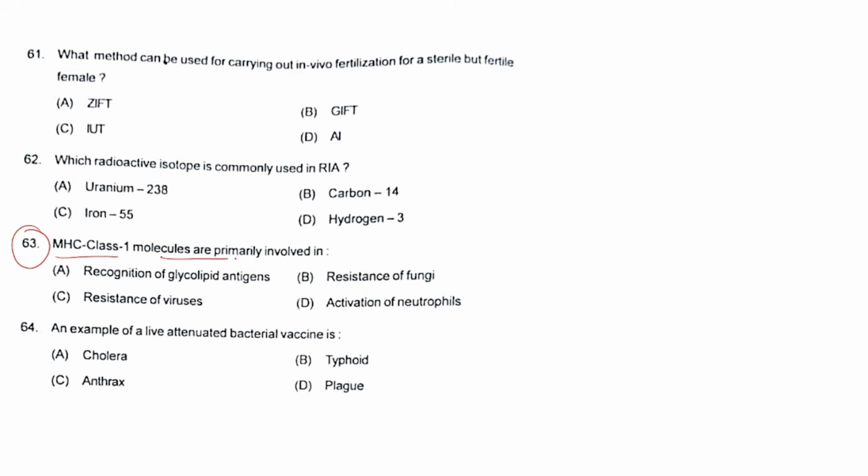MHC class 1 molecules are primarily involved in. For those who don't know, there are 2 classes of MHC. MHC stands for Major Histocompatibility Complex. And what are MHC? MHC are receptor molecules. Two classes of MHC are there. One is MHC1, and another class of receptor molecule is called MHC2.